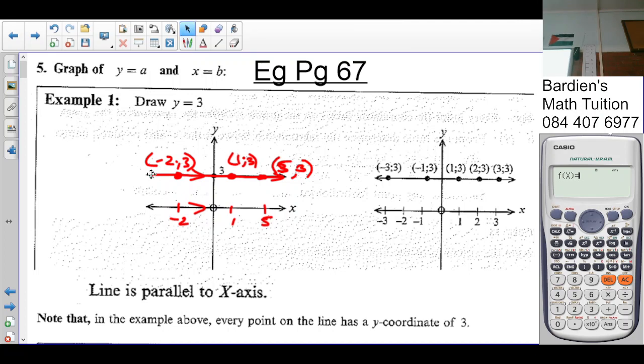Then you are told, note that in the example above, every point on the line has a y coordinate of 3. This is a very important note right there. Note that in the example above, every point on the line has a y coordinate of 3.